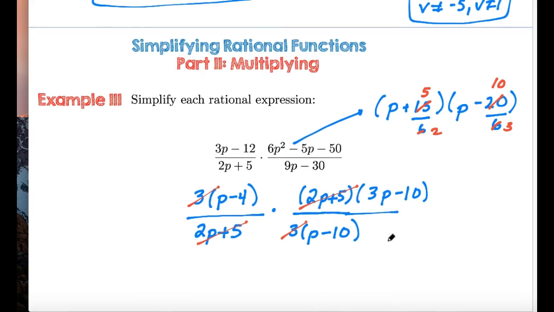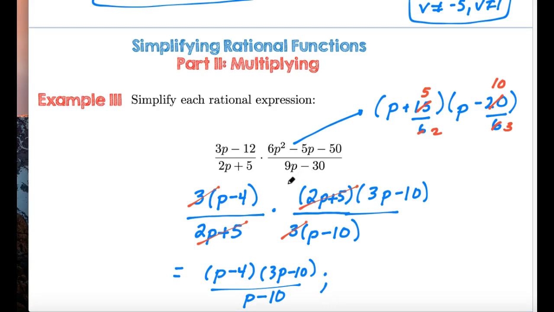So we are left with p minus 4, that quantity, times 3p minus 10 over p minus 10. And we would have to know that when we simplify this, p cannot equal 10. And because of this, p cannot equal -5/2. Okay, so that's our final answer.